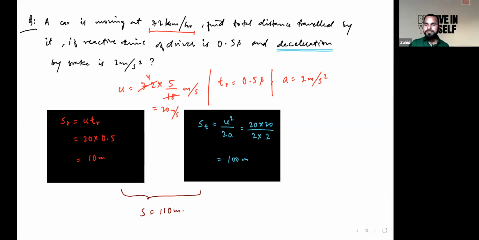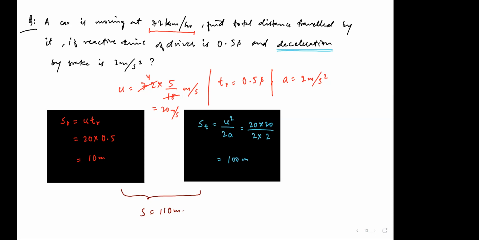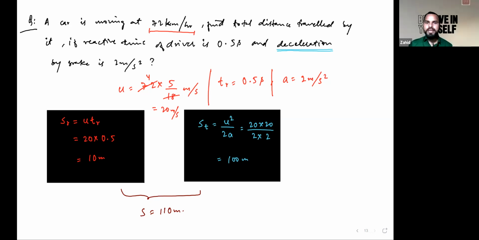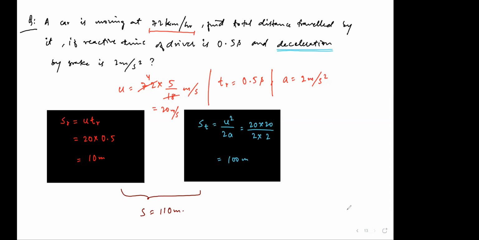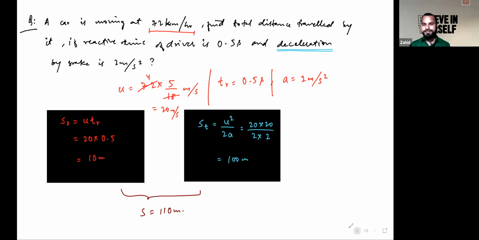Is it clear, Rishan? Reba? Yes, sir. Do you have any doubt in this part, anyone of you? No, sir.